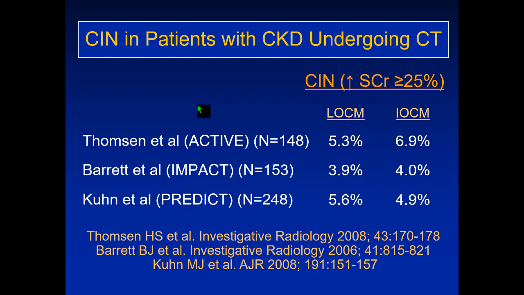These were prospective, randomized, controlled studies that compared standard low-osmolar contrast medium with iso-osmolar contrast medium, all in patients who had chronic kidney disease. So all of these patients had to have an estimated GFR of less than 60 to be included in this study.